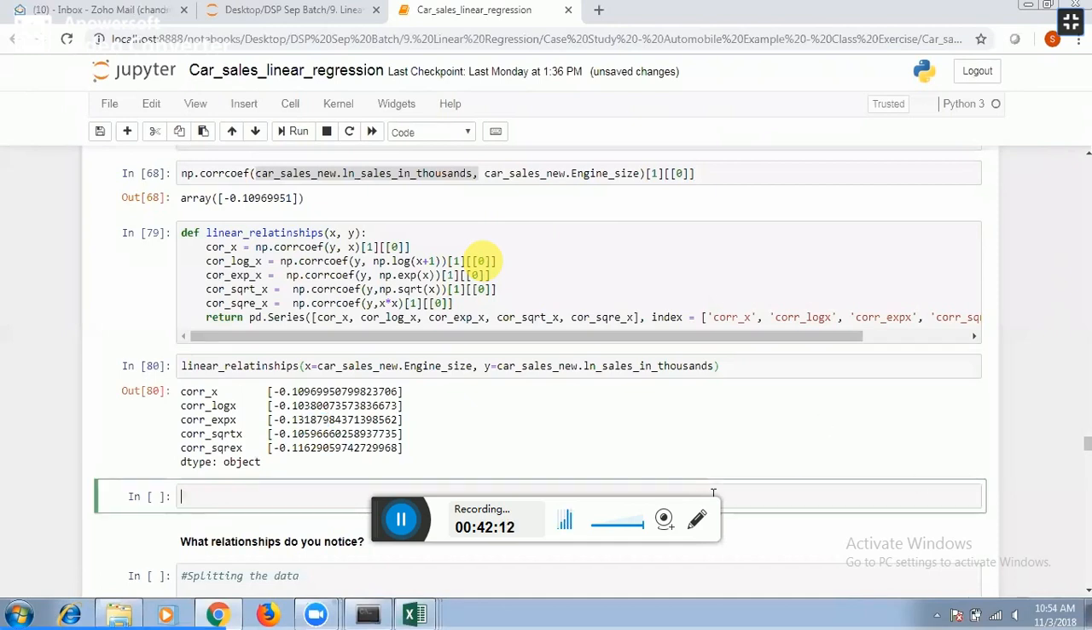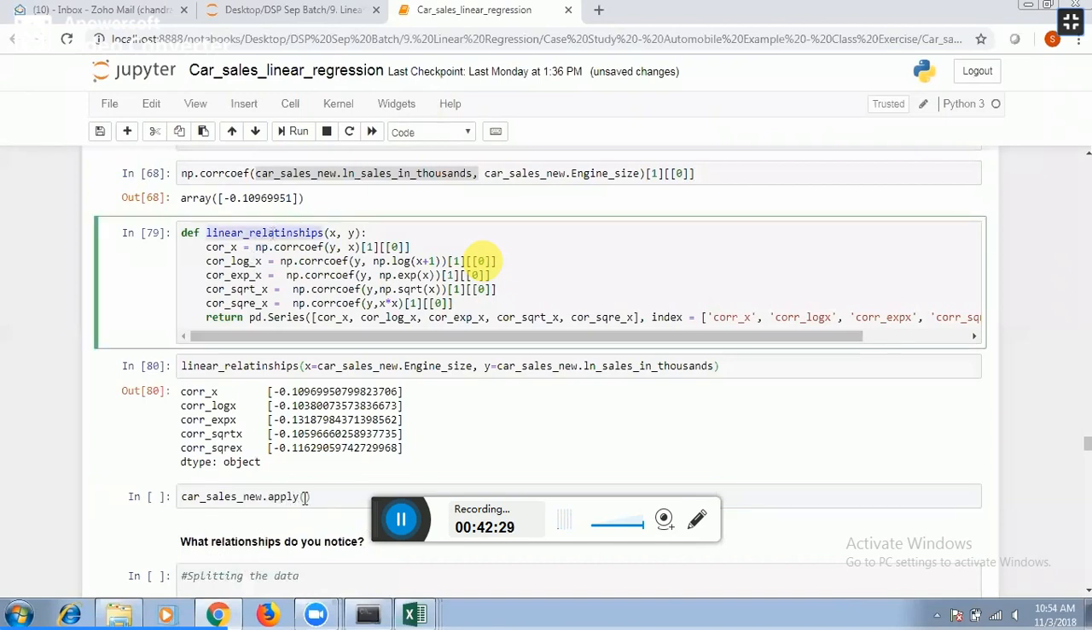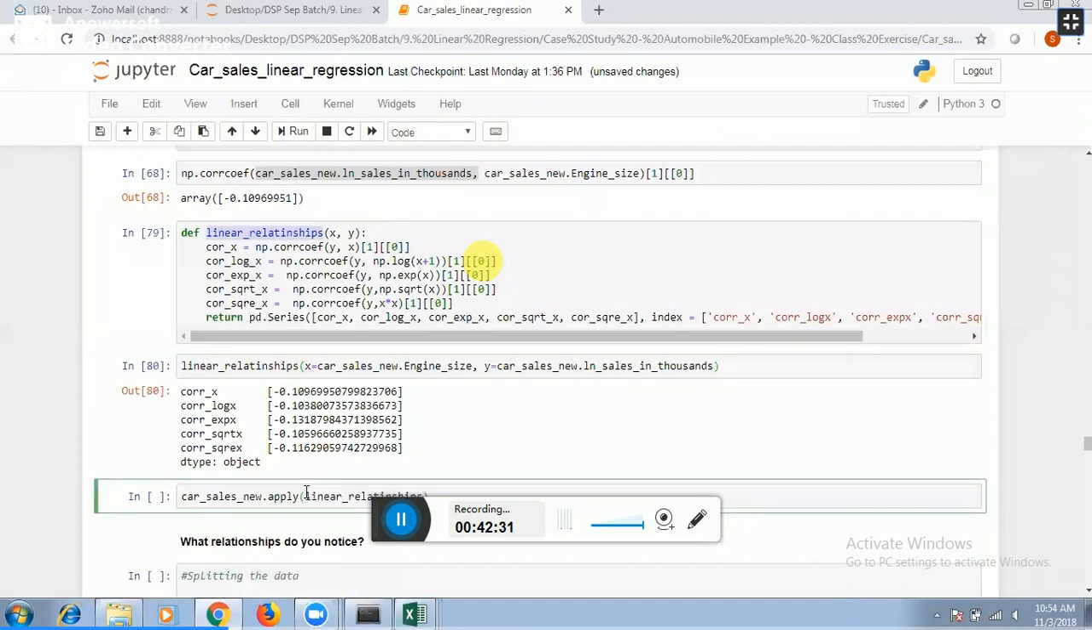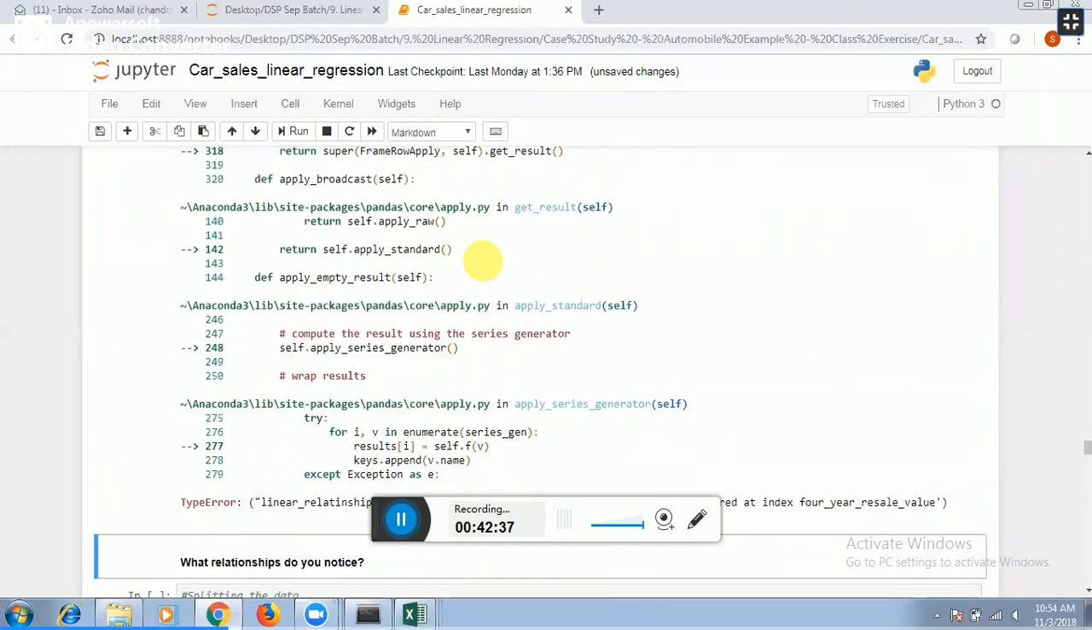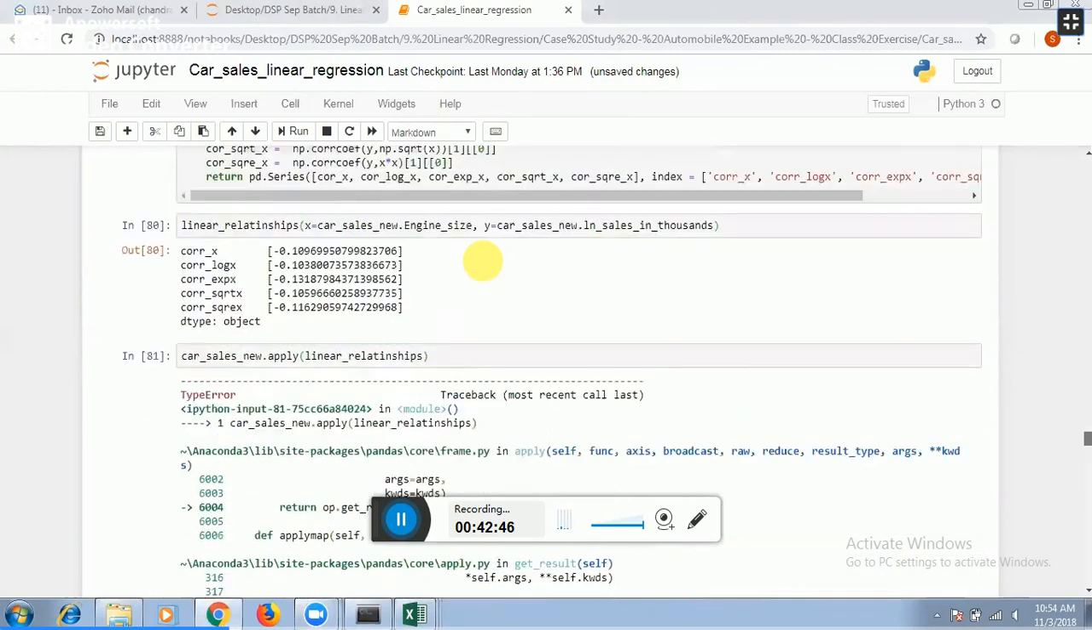Okay, now if I want to apply this relationship on all the variables in my data, how will you do that? Car sales. So new and apply, what do we need to do? You need to apply the function, right? And of course, this is the function. You can think about it. Now, if you apply this one, what happened? Okay, so I need to supply y, right? What is your y variable? So the linear relationship with y. What is your y?